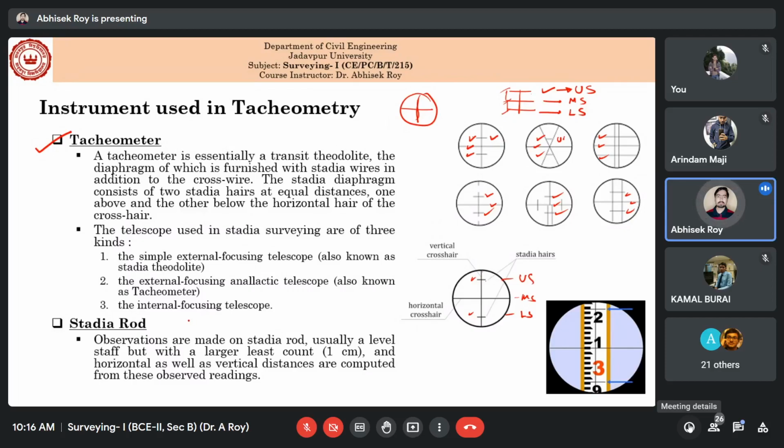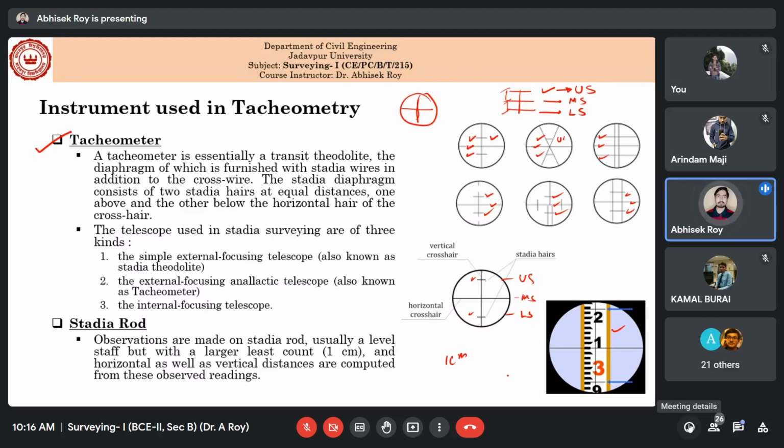Now we will discuss the stadia rod. The stadia rod is nothing but your level staff, or you can see it will be almost like your level staff, this sort of level staff. Only the thing is that here the least count is a little bit larger than your normal level staff. Here the least count will be 1 centimeter.